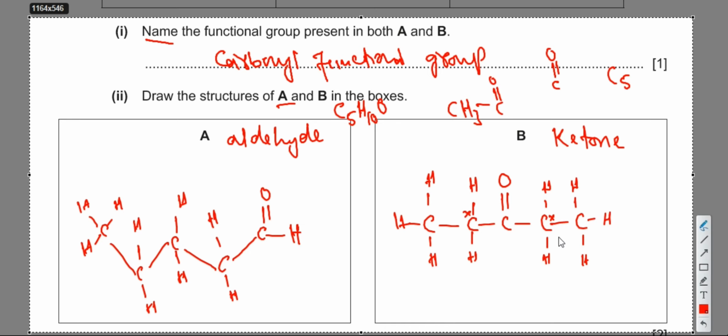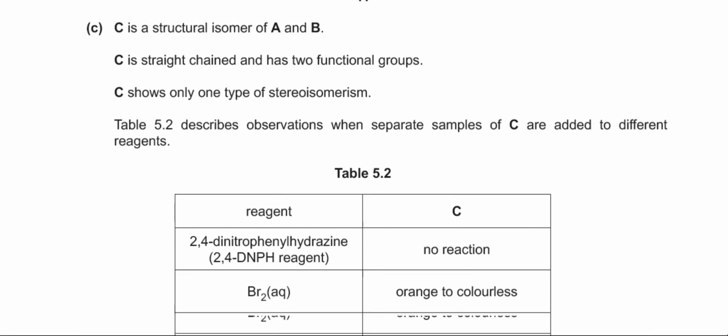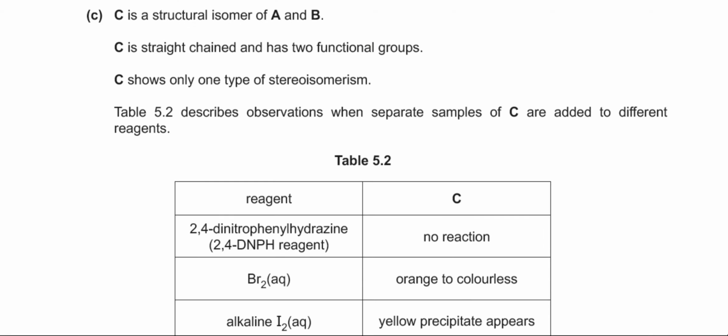Okay, so now proceeding, this part of the question is over. Next he says that C is a structural isomer of A and B, meaning it has the same molecular formula C5H10O. But C is straight chain and has 2 functional groups. As I discussed earlier, C5H10O could be a molecule with two functional groups, and those functional groups must be alkene and alcohol.